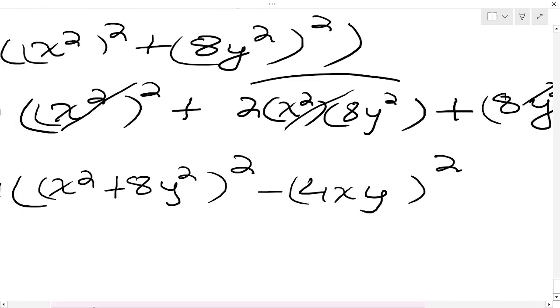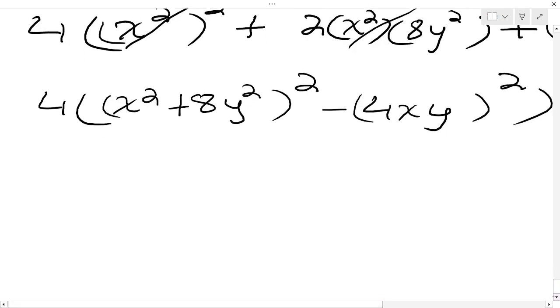Okay, so we have simplified this equation. Now we need to use it in the a square minus b square formula. We will write 4 as it is, then a square plus 8y square, let's consider this as a. Now 4xy, let's consider this as b. So we need to write a plus b and a minus b.